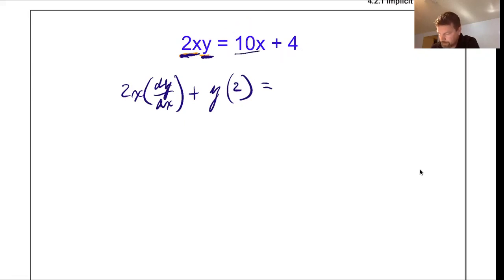That's easy. Derivative of 10x is 10. Derivative of 4 is 0. So that's just 10 on that side, right? So watch out for things like the product rule and the quotient rule. We still need to keep those in mind.